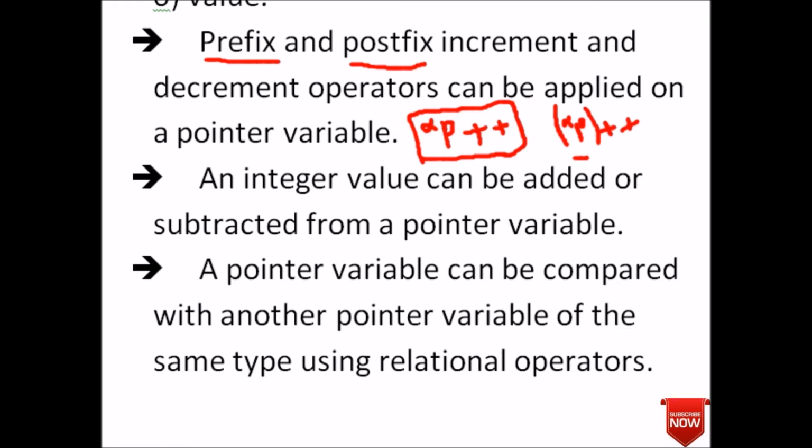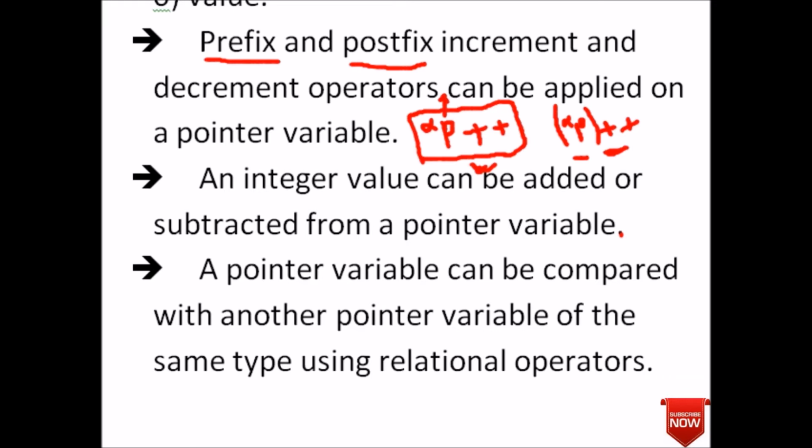This will always be incremented according to the size of the variable. Suppose our p is pointing to a float variable, then 4 bytes will be incremented at a time, but in terms of elements only one value will be incremented. And the next operation, an integer value can be added or subtracted from a pointer. We can add and subtract any integer value from any pointer.